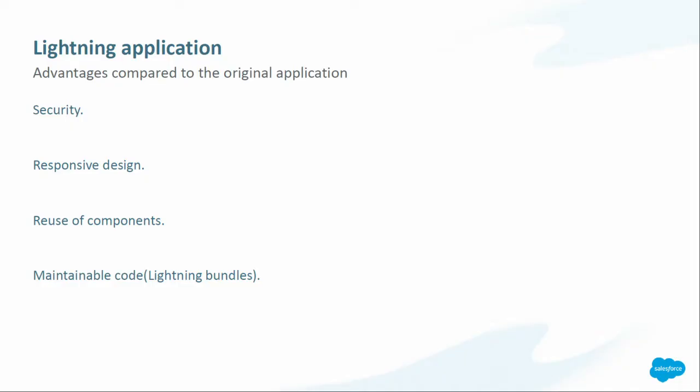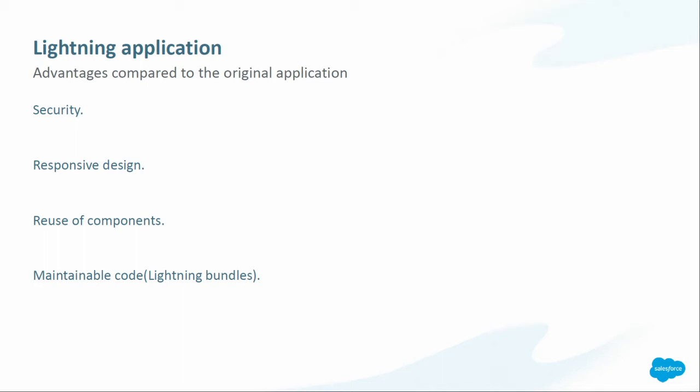Okay, now we already saw both applications. So how do they compare? The new application, that is the Lightning application, has security. We already talked about LockerService, and LockerService is enabled for you once you create your Lightning components with version 40. The design is responsive, as Julio just showed you. If I change the size, everything adjusts to the page. We can now really reuse components, as in software engineering terms, not just copy-paste. The components are just there, ready to be added to another application.